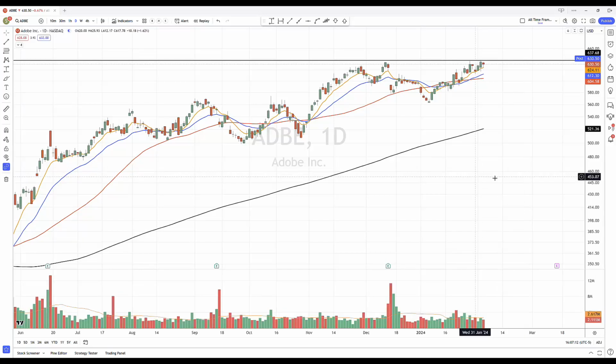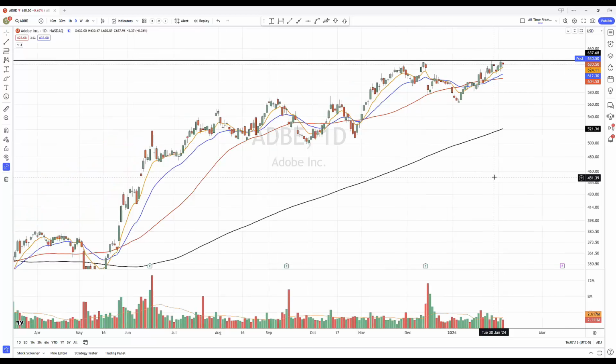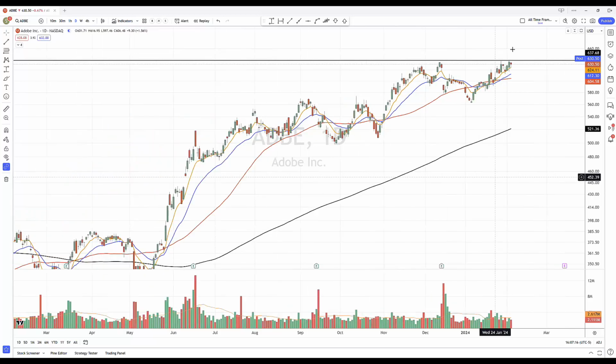Really quick one here tonight from Adobe. This is ticker ADBE. Adobe is in a nice uptrend and above all the major moving averages. Had a bit of a dip down under the 50-day, the 21-day, and the 8 EMA here in early January, but since recovered and recovered quickly.